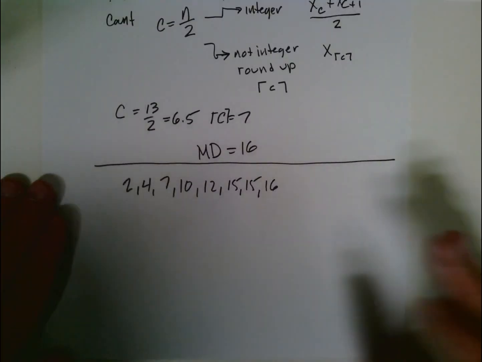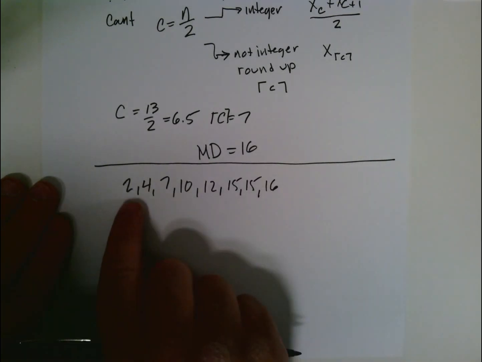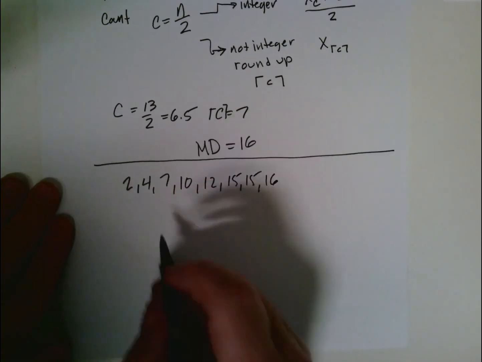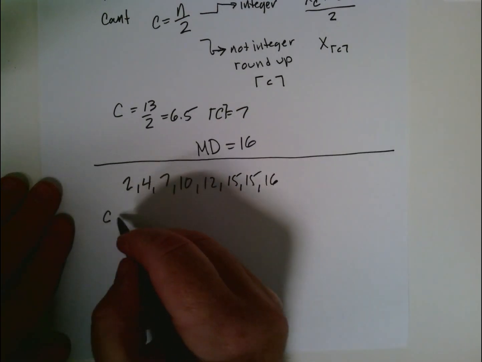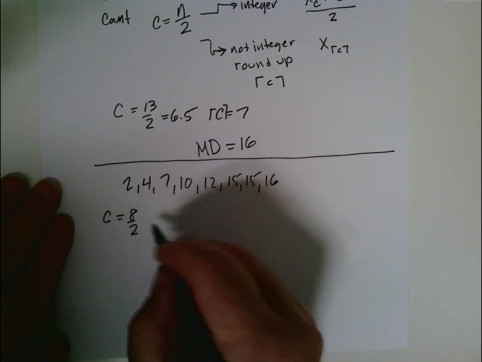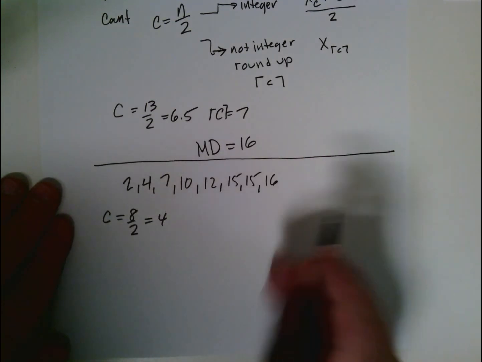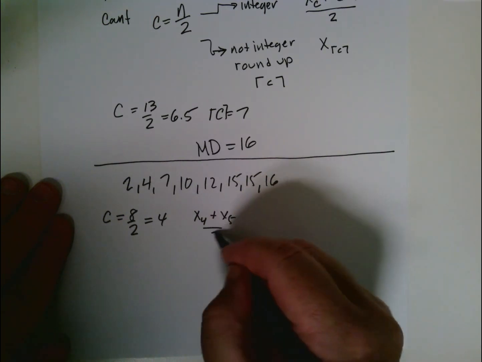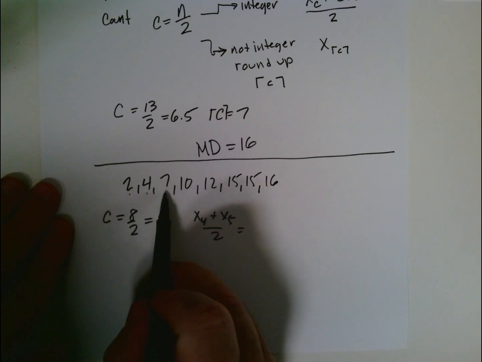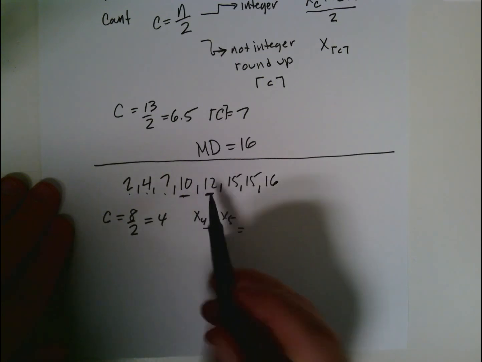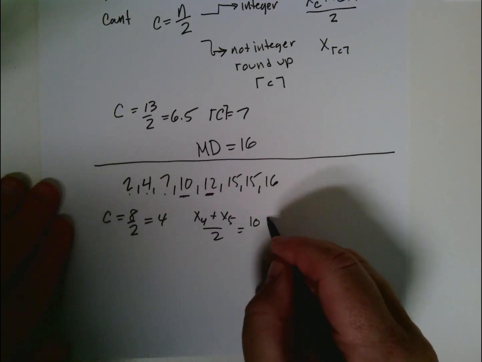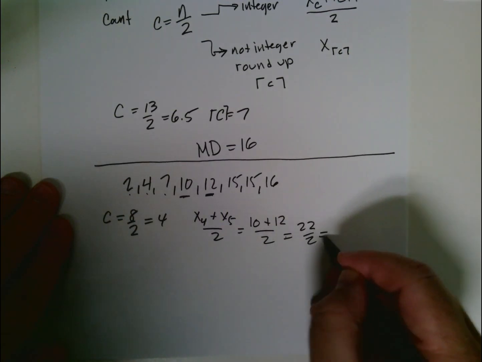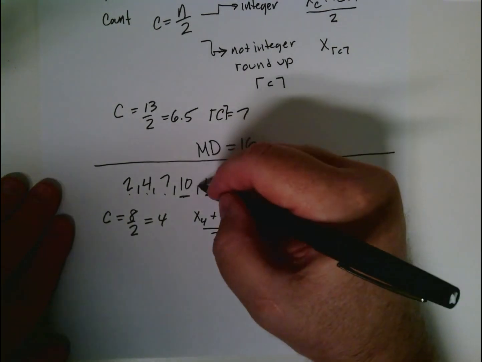Let's do one more with an even number of data. I've already sorted it, so you can see we have 1, 2, 3, 4, 5, 6, 7, 8. Let's use our little counting method that we created above. And we take 8 divided by 2, which is 4. Alright, so our median is we're going to take the 4th one and add it to the 5th one and divide them by 2. So 1, 2, 3, 4, that's that one, and 5 is that one. So we take 10 plus 12 divided by 2. That's 22 divided by 2, which is 11. And that will be our median.